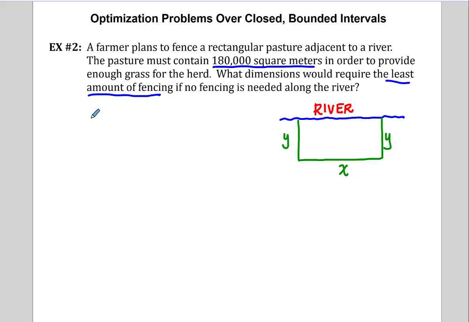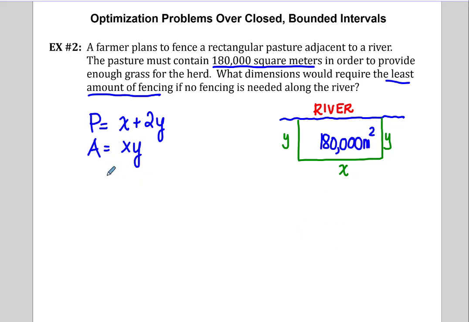Okay, so I hear 2 equations. I've got the perimeter. There goes my problem, talking and writing and thinking. The perimeter is 1 X and 2 Y's. And then the area is X times Y. So X times Y has to be 180,000 square meters.